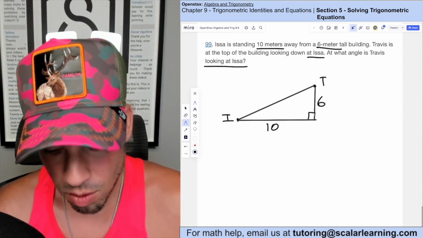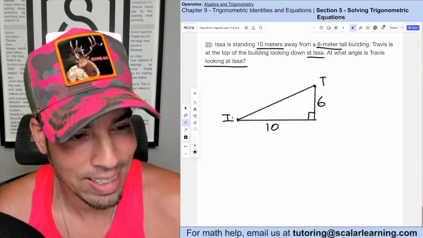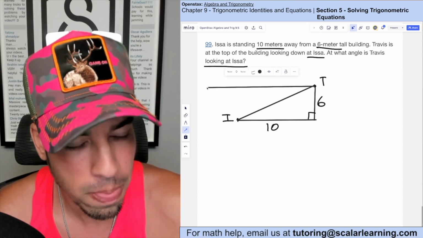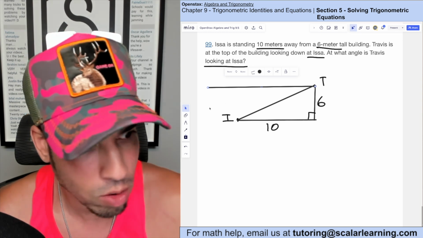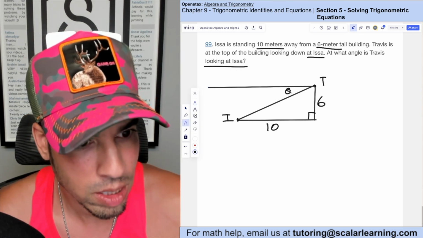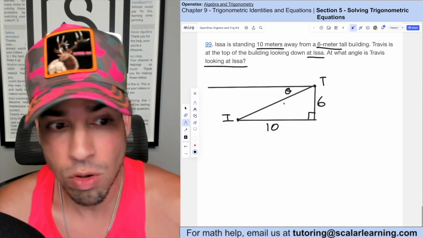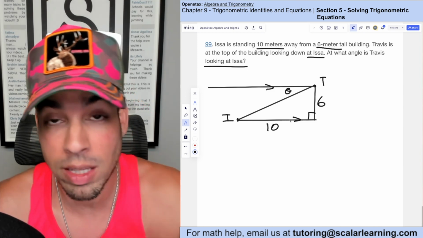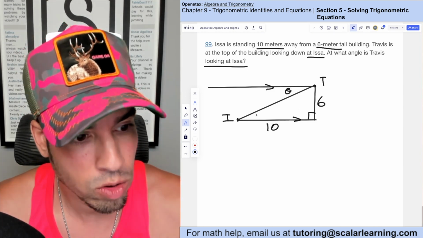So of course we got this nice right triangle, and we want to know at what angle Travis is looking down at Isa. What is this talking about? This is talking about an angle of depression. So I can extend this sort of imaginary horizontal line of view out, and the angle of depression is going to be this angle here. But it's outside the triangle, so I'd ideally like to solve for something inside the triangle, and guess what? Since this line is parallel with the ground, then by alternate interior angles, this is also theta.